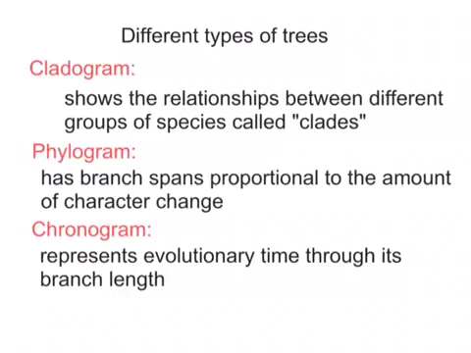Here is a list of different types of trees. The first one is a cladogram, which shows the relationships between different groups of species called clades. Second one is phylogram, has branch spans proportional to the amount of character change. The last one is chronogram, which represents evolutionary time through its branch length.